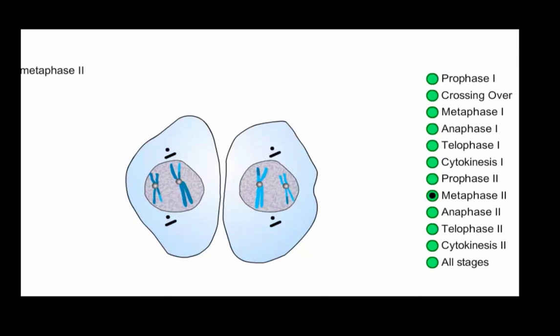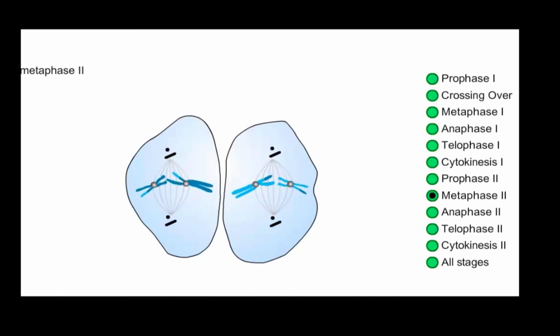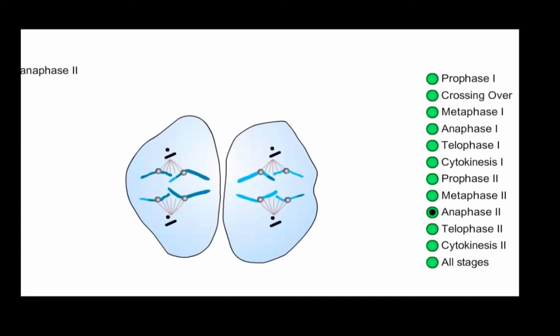Now this time we don't have homologous pairs anymore in the cells because they were split apart during meiosis 1. So now each individual chromosome lines up on the equator of the spindle by the centromere. And now when we move into anaphase, the chromatids get pulled apart. So the centromere divides and one chromatid from each chromosome gets pulled to the opposite poles.